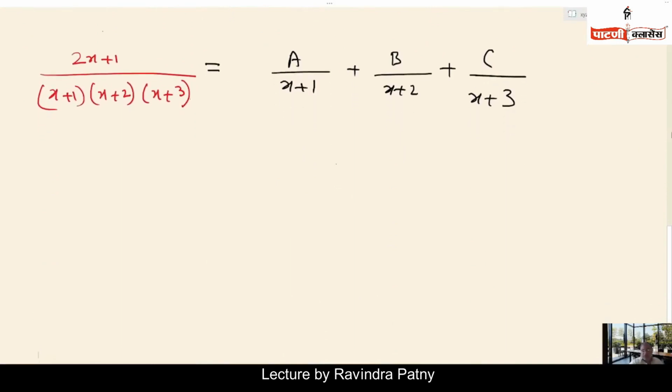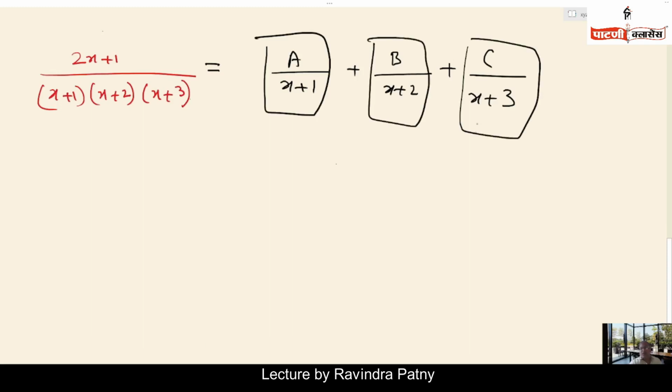Now I have one example for you. In this example, I have a single fraction, 2x plus 1 upon x plus 1, x plus 2 and x plus 3. This single fraction is written as the addition of three different fractions. This is the first fraction, this is the second fraction, and this is the third fraction. If I add all three fractions, I get the original one. So a big fraction got converted into a sum of three smaller fractions. All three fractions together are called partial fractions.